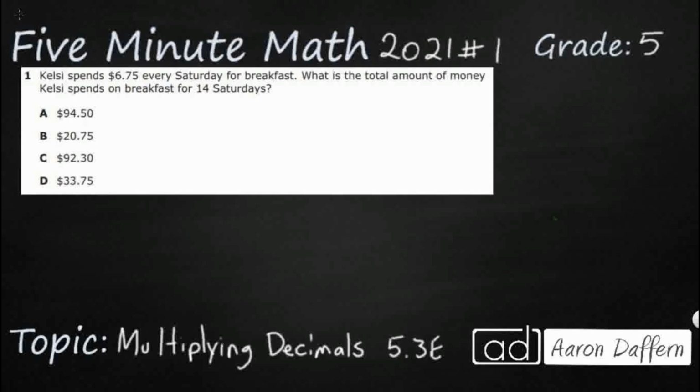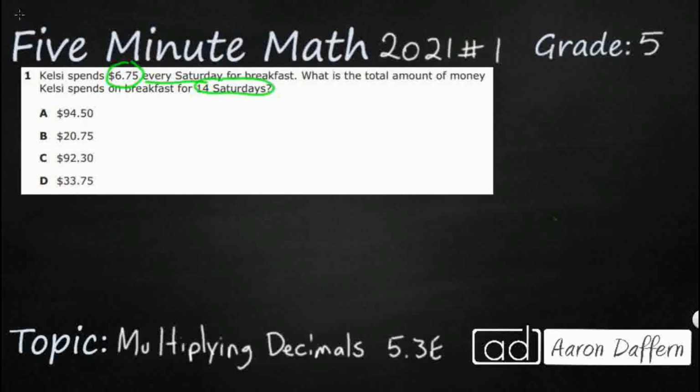So Kelsey is going to spend $6.75 every Saturday, so that's equal groups. That gives us a clue that we're going to need multiplication or division here. Every Saturday for breakfast, what is the total amount of money Kelsey spends for 14 Saturdays?